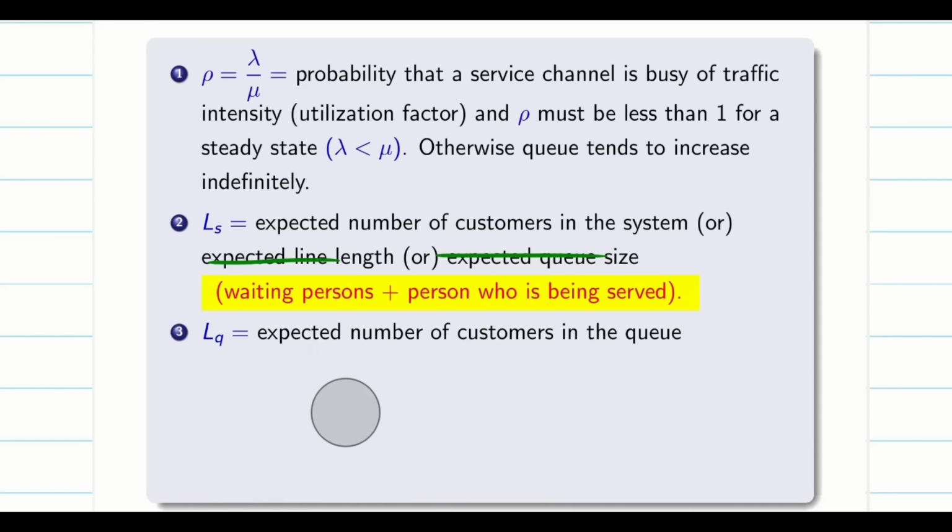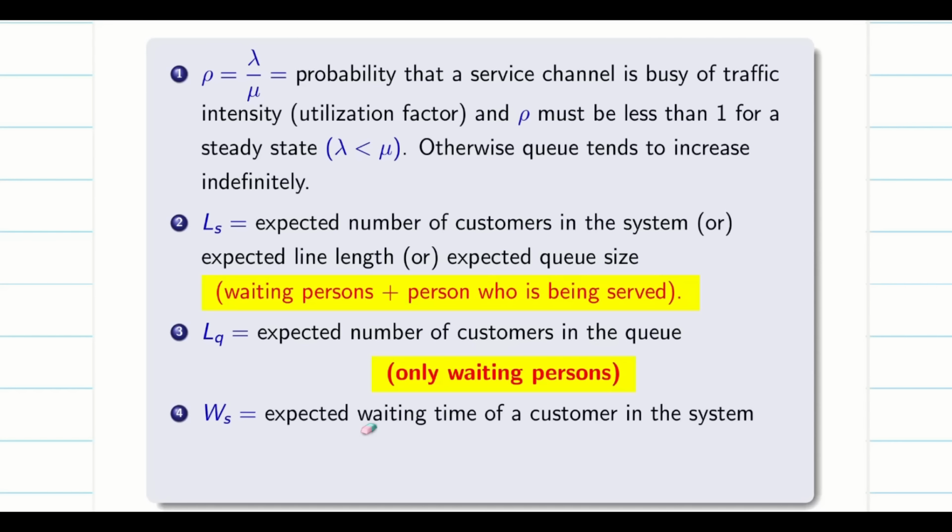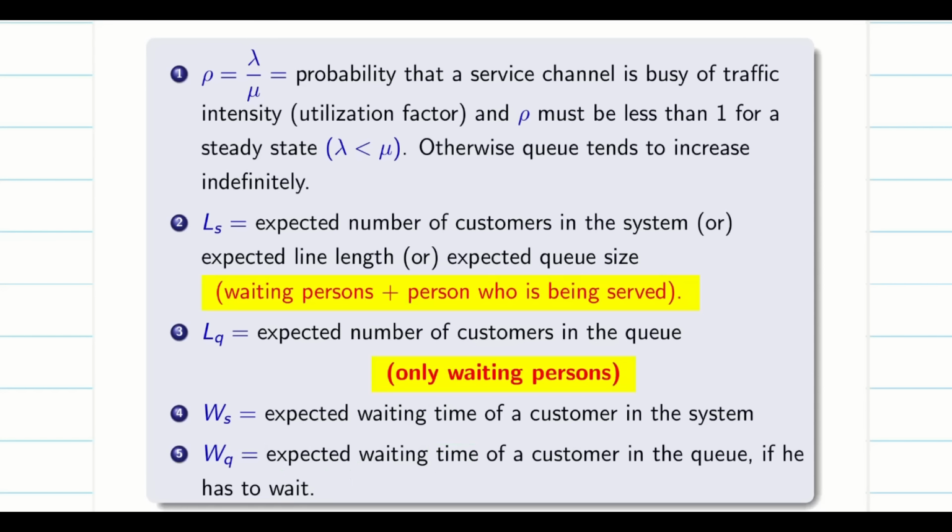So we are going to bother only about how many people are waiting in the queue. Just only the waiting person. It is LQ. Similarly, WS, the expected waiting time in the system. That means how much time the customer waits in the queue and how much time it takes to service. For example, it might be any service, billing service, cutting the hair, etc. And similarly, WQ is going to be what? Expected waiting time of a customer in the queue alone.